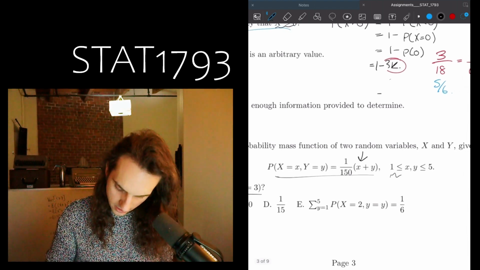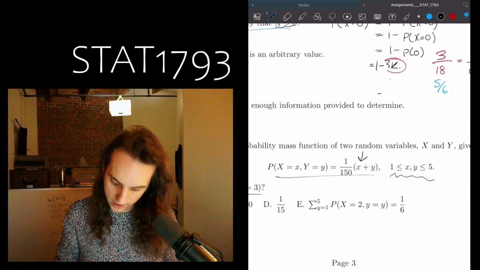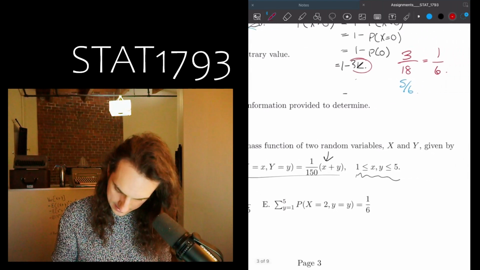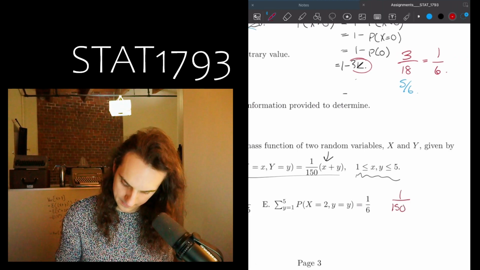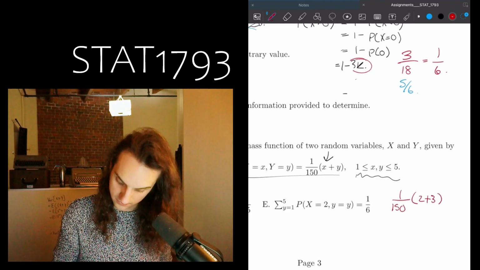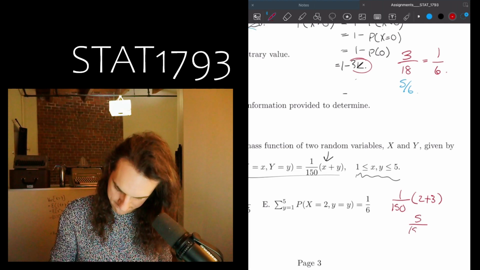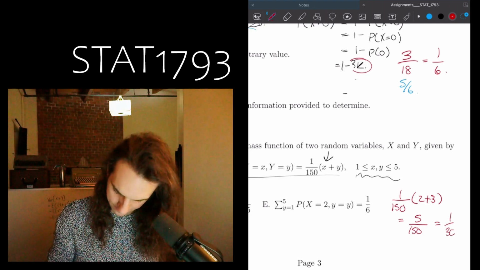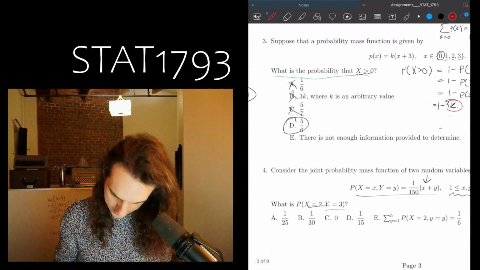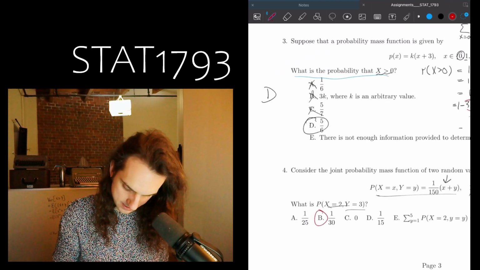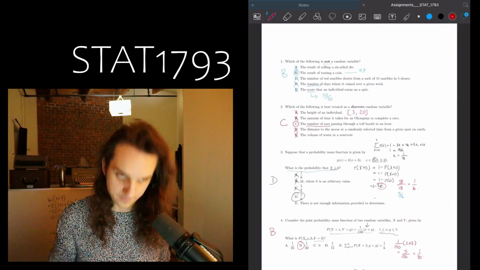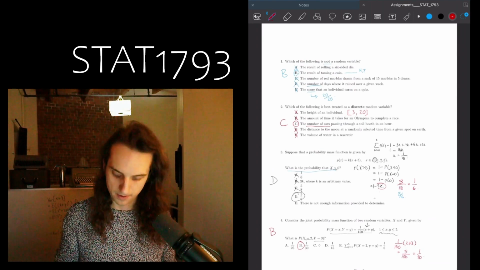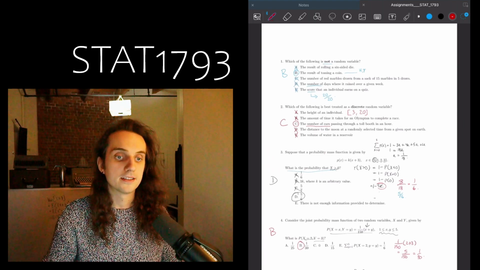So we first check, are 2 and 3 both between 1 and 5? The answer is yes. Right? And so then what we're going to get is that this probability is going to be 1 over 150 times 2 plus 3, which is 5 over 150. 5 over 150, I believe, should be 1 over 30. Right? And so then we look, is 1 over 30 one of the answers? And it is. It's answer B. Right? So B is going to be our correct answer here. Okay, so when we want the joint probability, if we're given the joint probability mass function, it's as simple as plugging in to the function there.